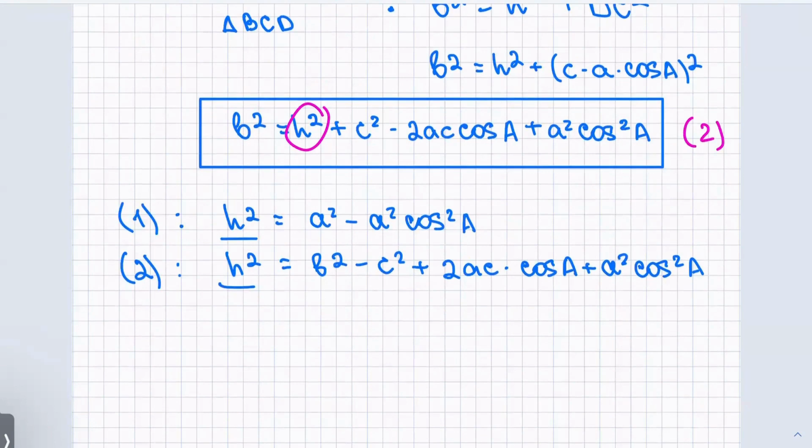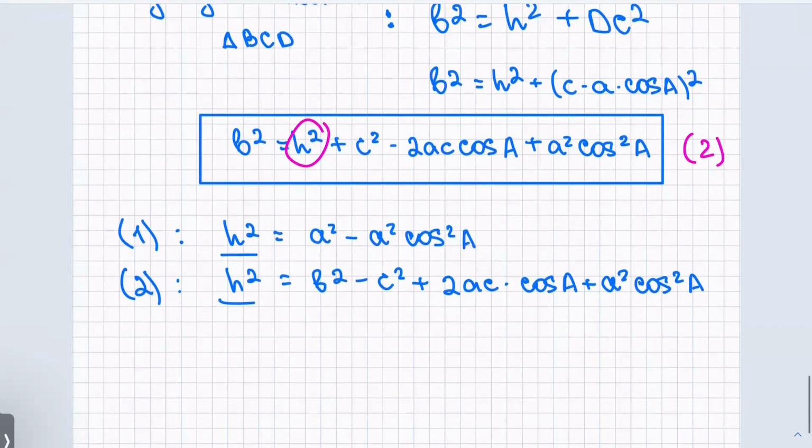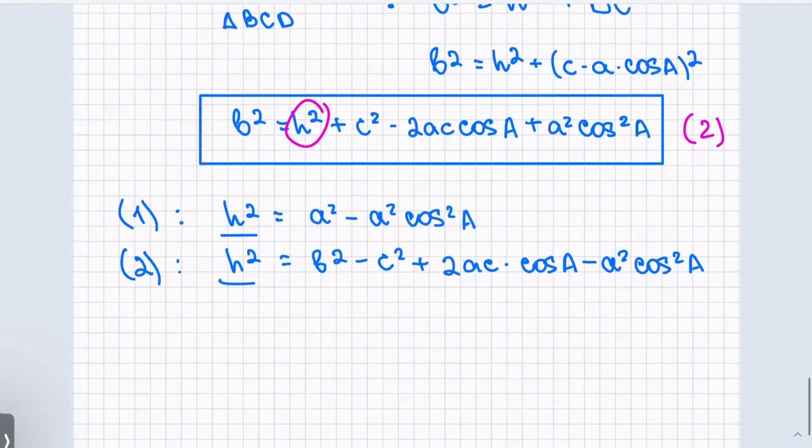Also, let me check if I didn't make any mistake. Oh, I did actually. I didn't turn this sign here. It actually will be minus. Good. Okay. So since the left-hand sides are the same, the right-hand sides will also be the same. So we can just equate them, dear students, and we will get the following.